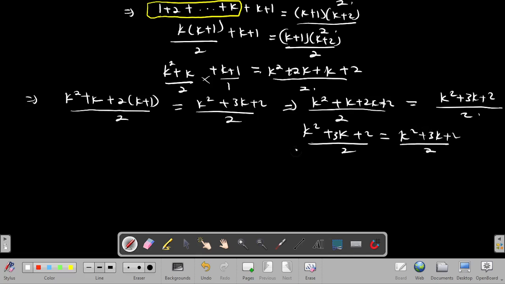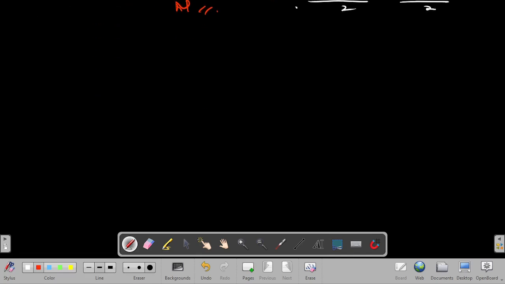Since my left hand side is equal to my right hand side, we conclude that the statement P of n is true for all values of what? N. Thank you. So this is how we solve mathematical induction. That is just one simple example I've taken. Let's look at another example. Equations don't always come as easy as you saw. Now let's see the second example.